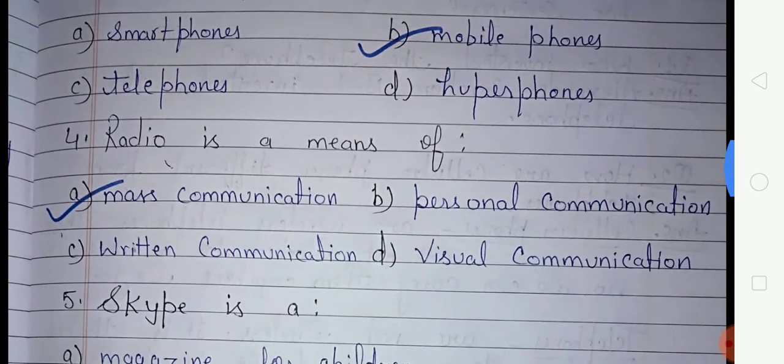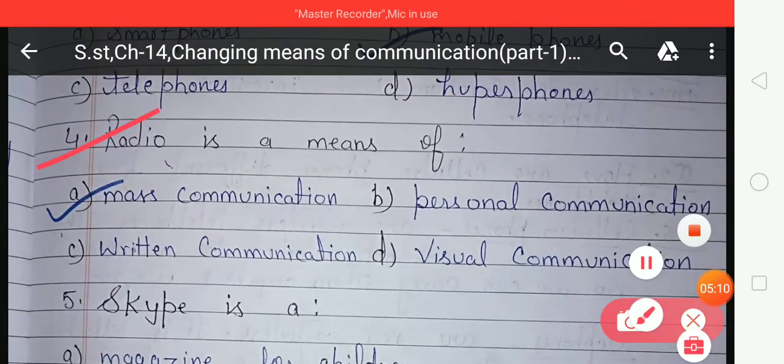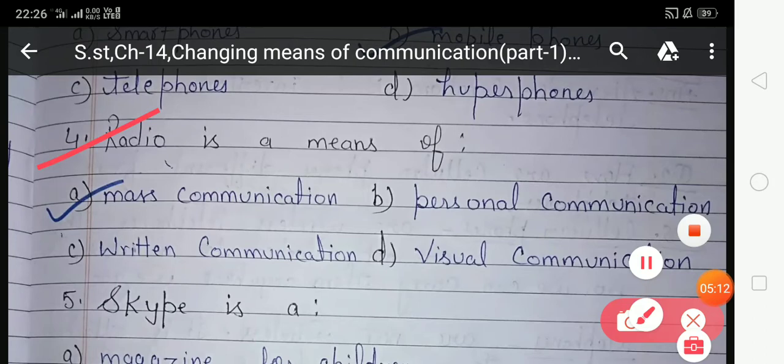Now look at the fourth number. Radio is a means of: option A mass communication, option B personal communication, option C written communication, option D visual communication. Which option is correct? Option A, mass communication. Radio is a means of mass communication because it exchanges information with many people at the same time.